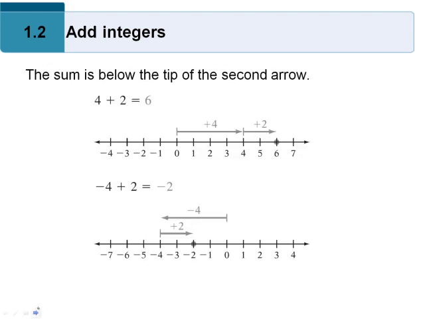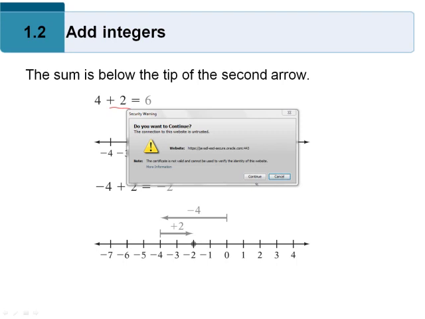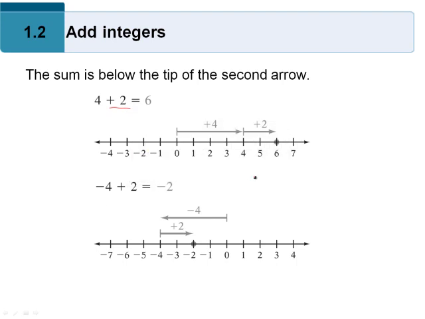So let's look at this. The problem we have is 4 plus 2. Big surprise, the answer is 6. So what they did was you start at 0 and you go 4 places to the right because that's a positive 4, and you're adding on a positive 2, so you go 2 more places to the right and you get positive 6.